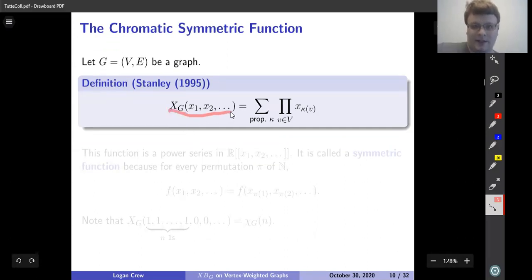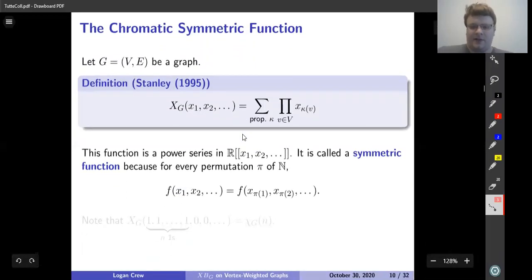with just the definition that Stanley first gave. X_G, a capital X to denote that it's somehow more general than chi_G. We use the countable number x1, x2, and so on of variables, but instead of counting every proper coloring kappa with just a 1, or saying it's an n-coloring, we do more than that. We take each vertex and we give it a monomial, an x term, corresponding to its color. So if I have a coloring kappa, and I have 3 vertices that get the color 1, then I get an x1 cubed here. If I also have 2 vertices that get the color 2, I get an x2 squared. And I'll give an example of this on the next slide to illustrate. So it tells you not just how many colors you use, but how many times you use each one.